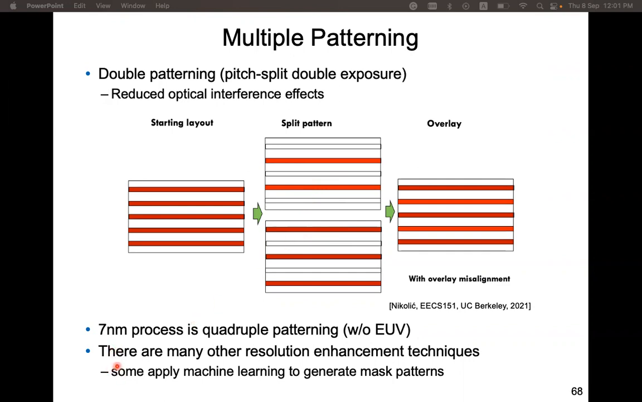And there are many other resolution enhancement techniques. So with those very clever engineering techniques, the deep UV technology has been able to be applied down to 7 nanometer technologies. It's far beyond the optical diffraction limit. The optical diffraction limit is half the wavelength, 90 nanometer, but now it's far below that.